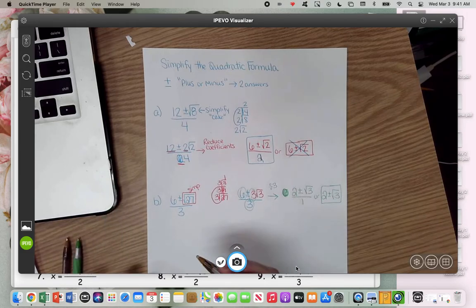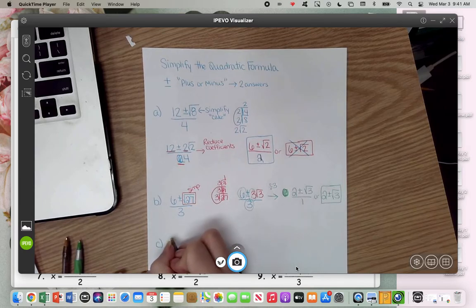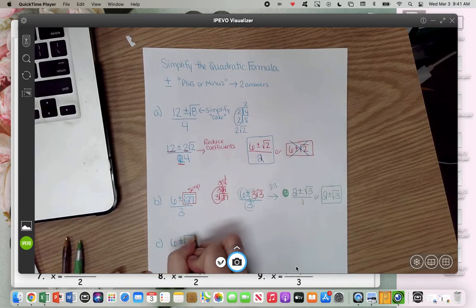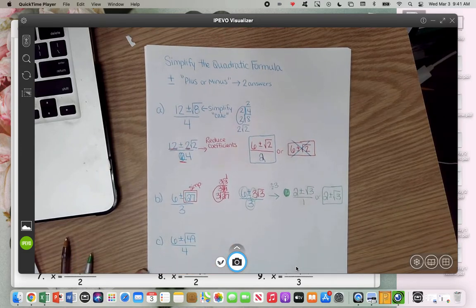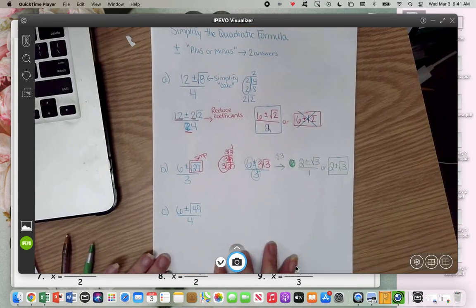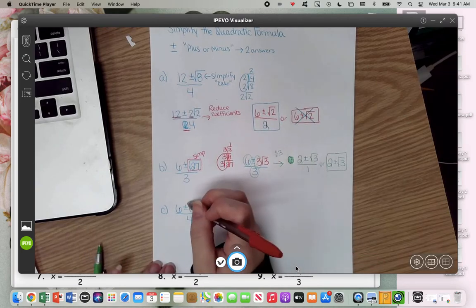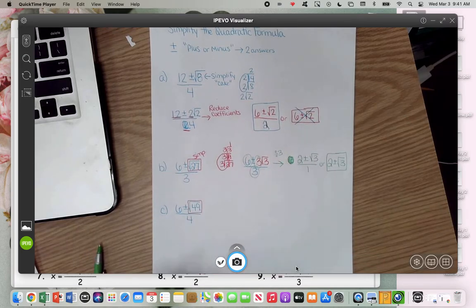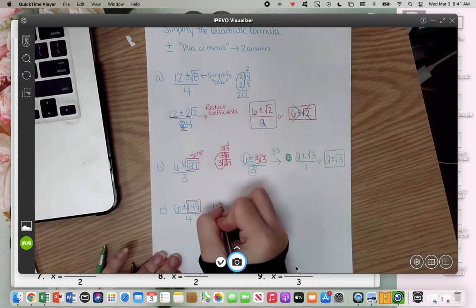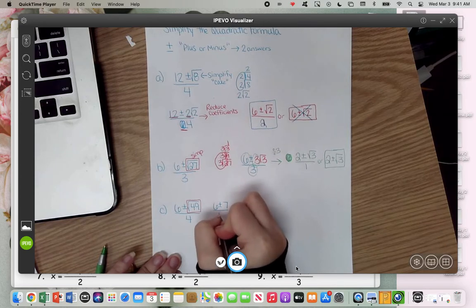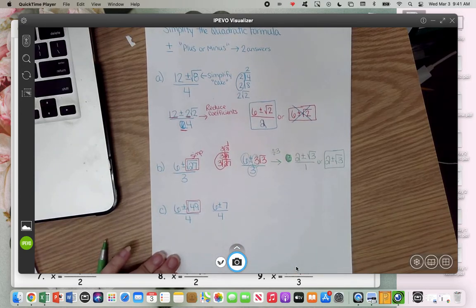All right, now the next example, you're going to like this a lot better. Why do I like this one a lot better? Look at that square root. The square root of 49. On this one, it's a perfect square. So we should know that the square root of 49 is 7. So on this one, whenever you actually have a perfect square, we can get 2 whole number answers.